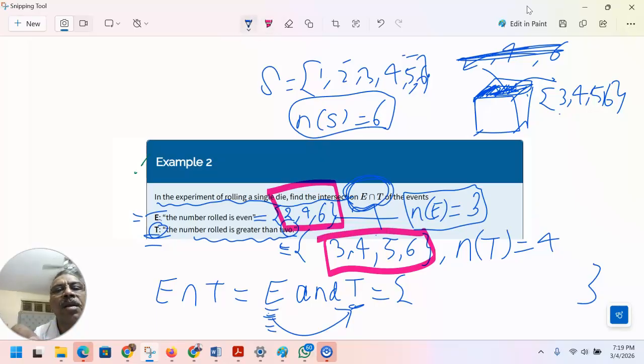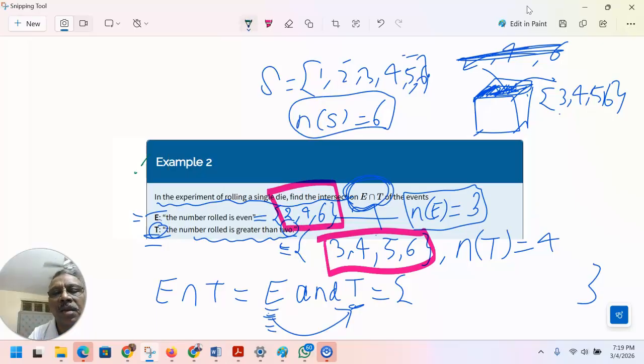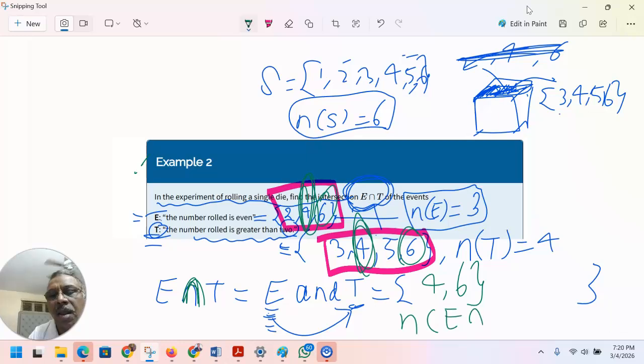I will use a different color here, green, to show that. You can see there is a 4 here and there is a 4. This 4 is common. That's what intersection means: common. And there is also a 6 that is common. So it is 4 and 6. These are the only two. So the number of outcomes in E and T is altogether 2.